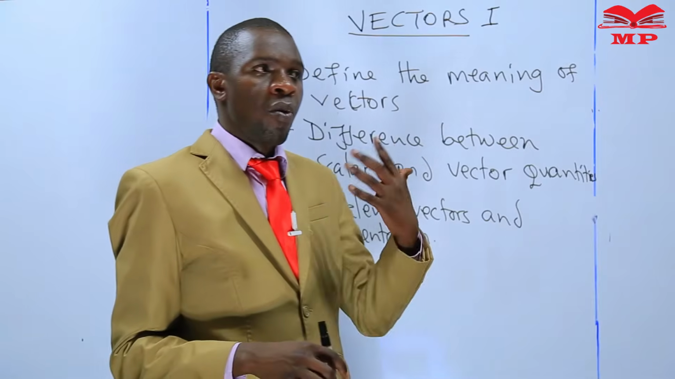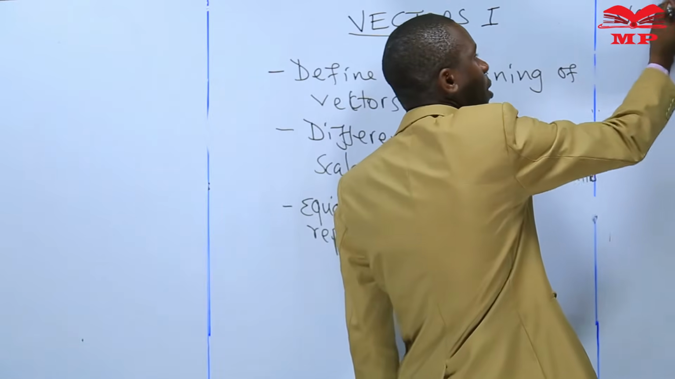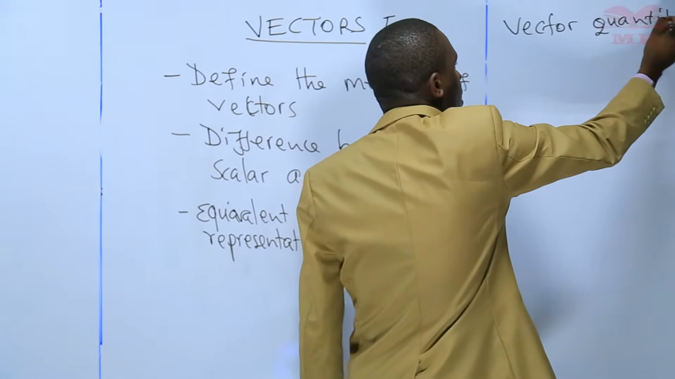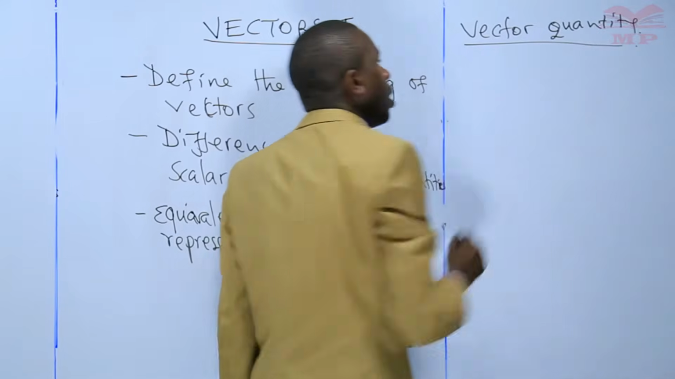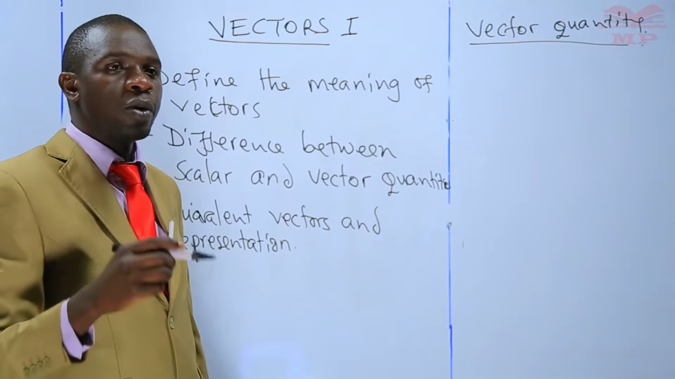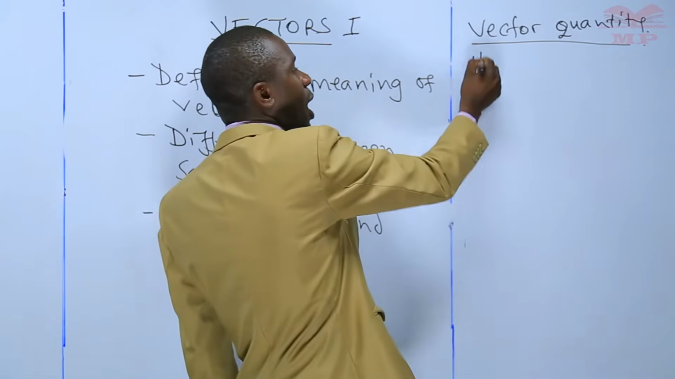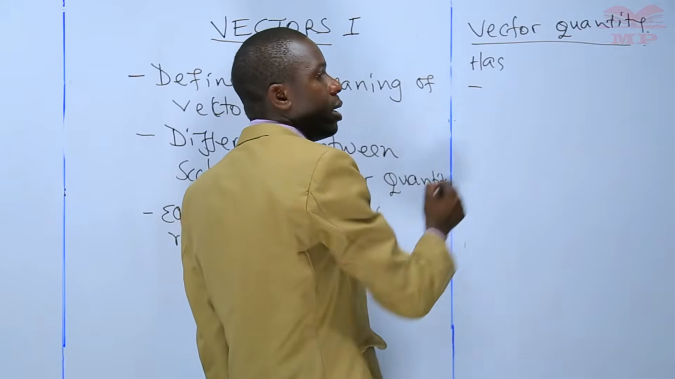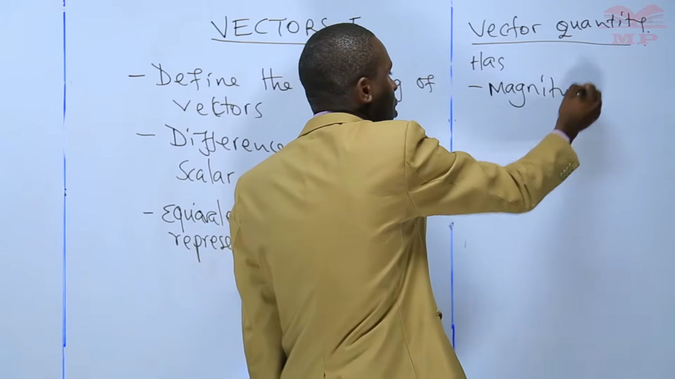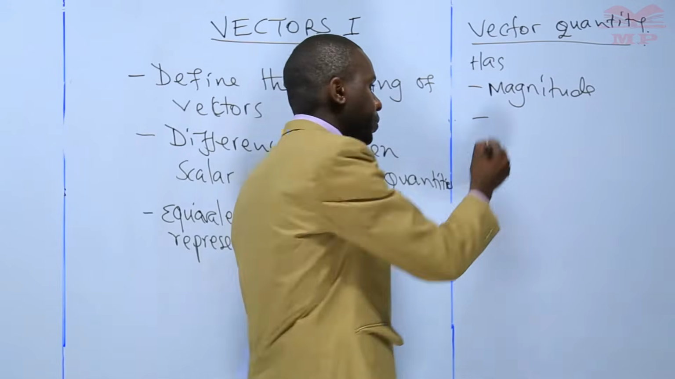Now, when you talk of a vector quantity, we say that a vector quantity is called so because it has to possess 2 characteristics. A vector quantity has 1, magnitude, and 2, a vector quantity has direction.